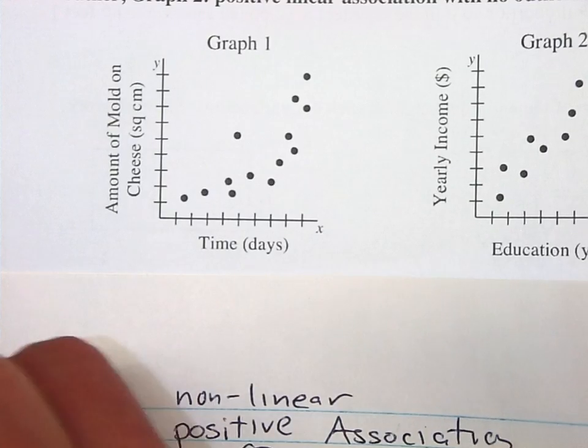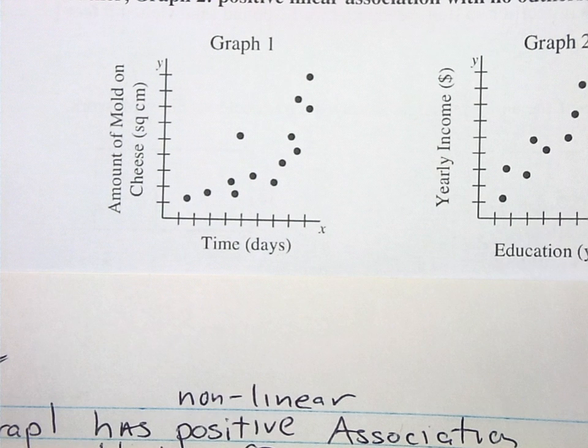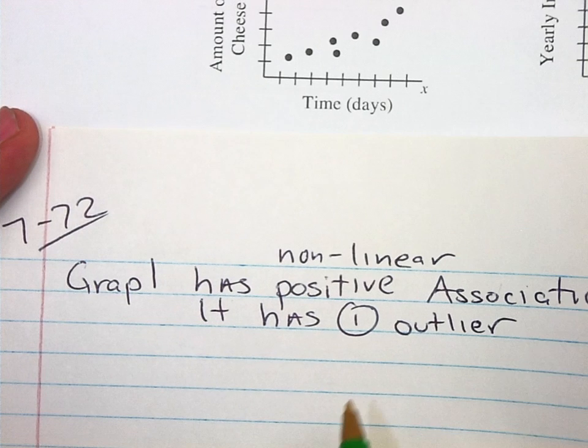That was pretty simple. That was 7-72. There you go. It has one outlier.